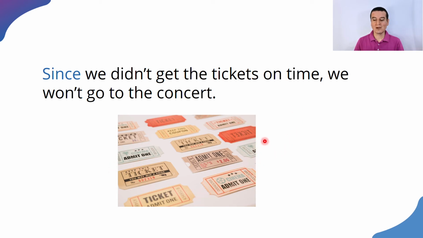Finally, before we listen to the pronunciation of all of them: Since we didn't get the tickets on time, we won't go to the concert. Not getting the tickets, not being able to go to the concert, there is no contrast there. It is cause and effect. What is the cause that they didn't go to the concert? They didn't get the tickets on time. So that is a relationship of cause and effect.